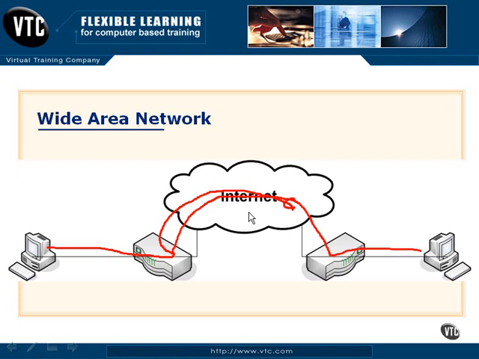So this should give you an idea about our different network categories. In our next chapter, we'll talk about network connectivity.